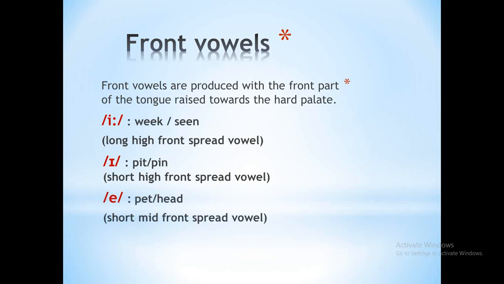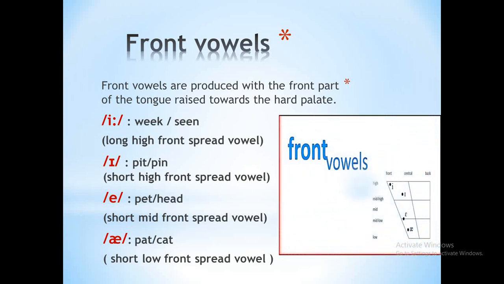The third one, E, like head: short, mid, front spread vowel. And the last one, we have A, like pat or cat. The position of A: short, low, front spread vowel. So look at this picture and try to pronounce these vowels.